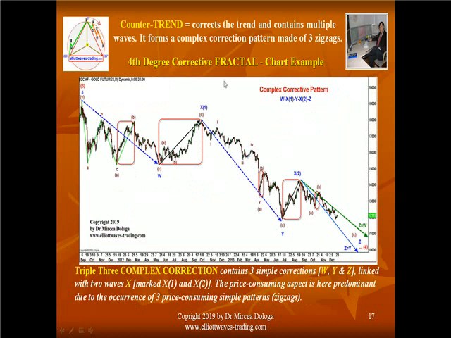This is the 4th degree correcting fractals, an example. And you see right here you have the wave W, we have the X1, we have the Y, we have the X2, and we have, of course, Z, which is in progress, which can be equal to W or can be equal to Y. The 3+3 complex correction contains 3 simple waves, W, Y, and Z, linked with 2 waves, marked X1, X2. The price-consuming aspect is predominant here due to the occurrence of 3 simple patterns, which are the zigzag.